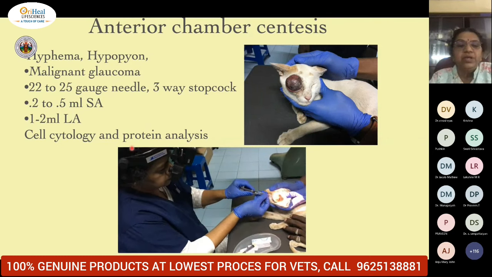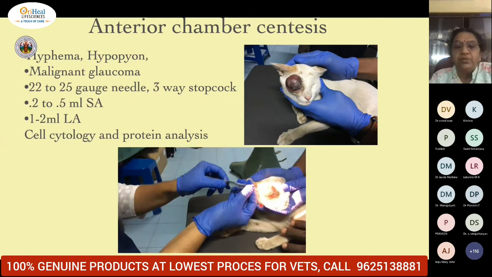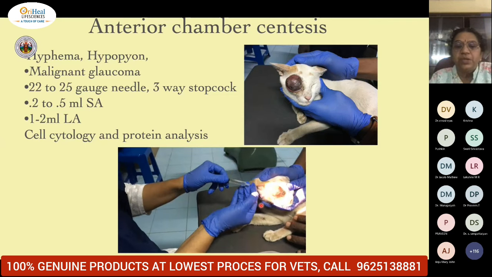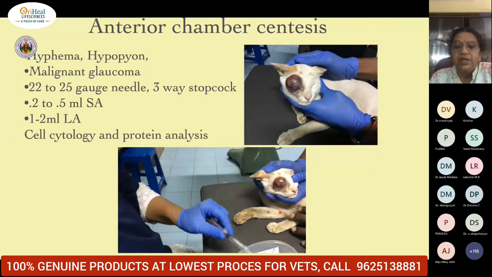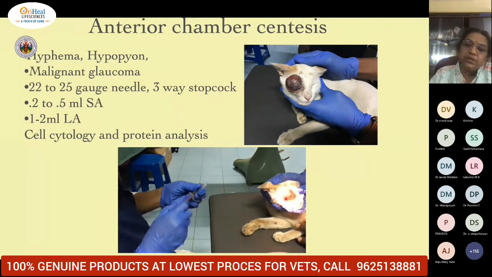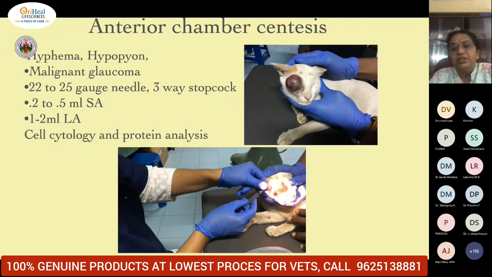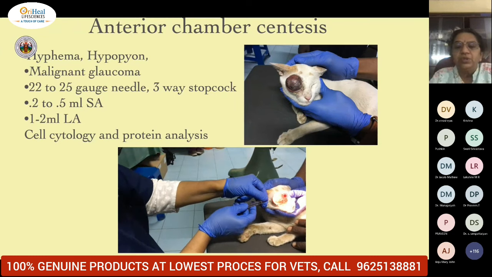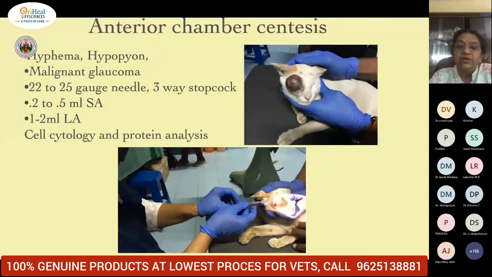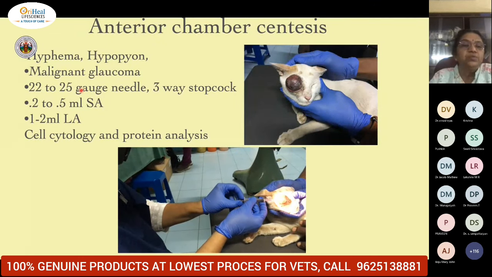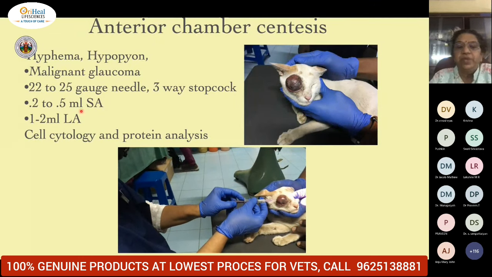So cytology and protein analysis can be done with aqueous humor sampled directly from the anterior chamber like this. You can sedate the patient; you don't require a general anesthesia. You can sedate the patient and then remove the fluid. If it is for a diagnostic purpose in a normal eye, you are supposed to remove only 0.2 to 0.5 ml.